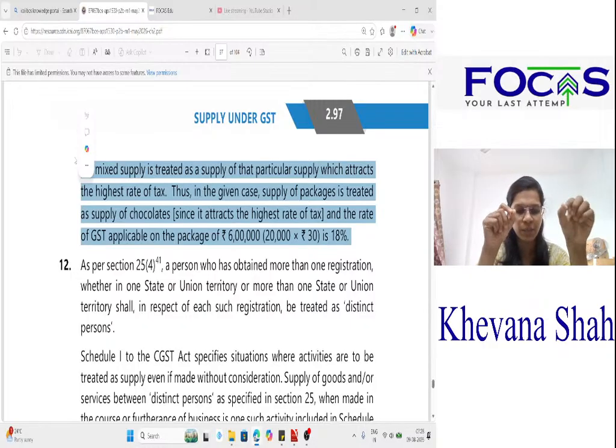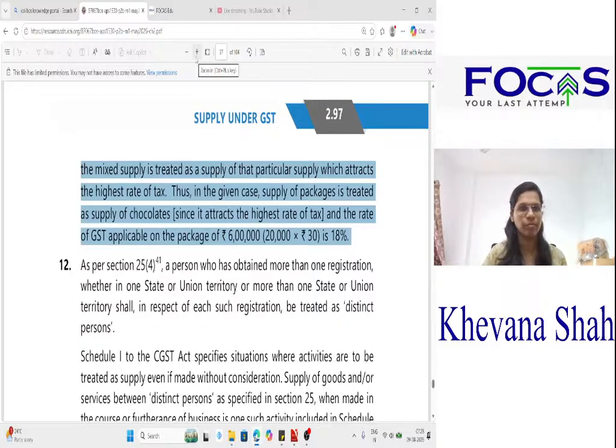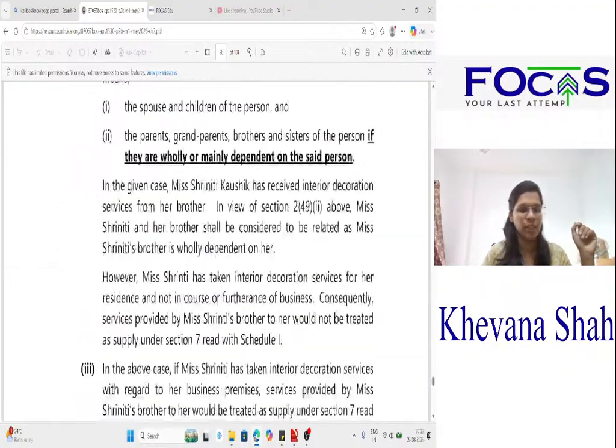So here for this particular case the rate of tax leviable is 18% and I have 20,000 packages, each package costing 30 rupees. So what I will be doing is 20,000 into 30 will give me the value of this package, that is 6 lakh rupees, and on the 6 lakh rupees I'll be levying 18% of GST, which comes to be 1 lakh 8,000 rupees. Okay. Now next question.